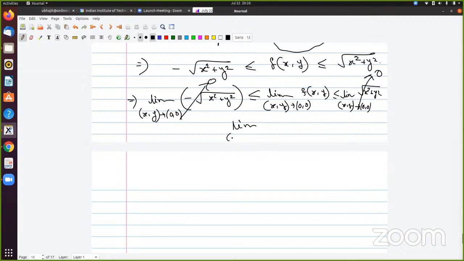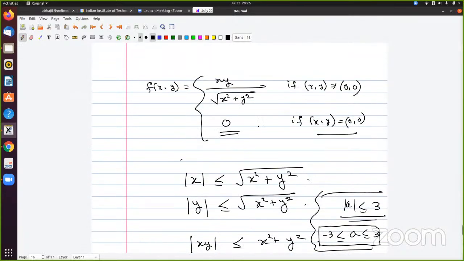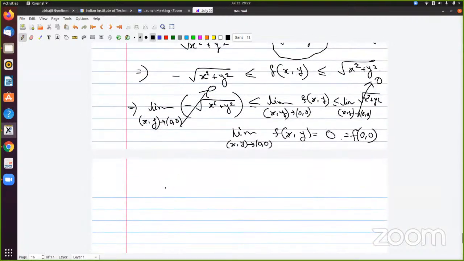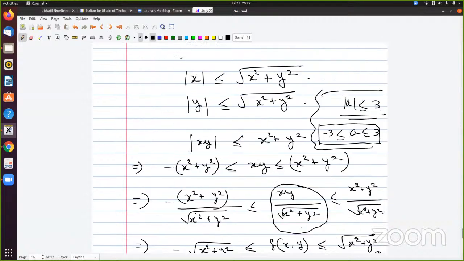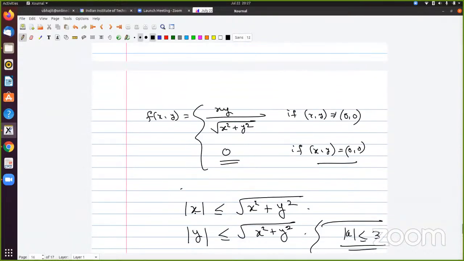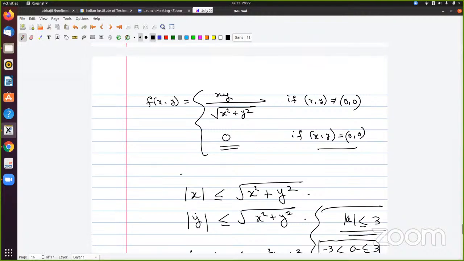So in this case, the limit exists and the limit is 0, which is the same as f(0,0), because that's what the definition says. At (0,0), this is 0. So the function is indeed continuous. Now we have to check for differentiability. Showing that the function is not continuous, so it is not differentiable, that argument is not working here because the function is continuous.